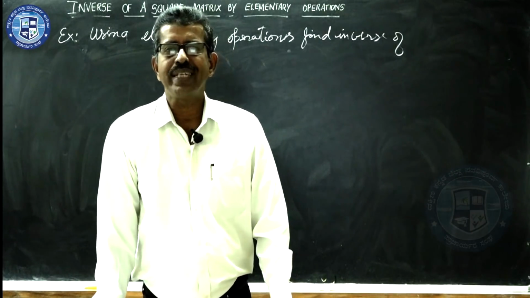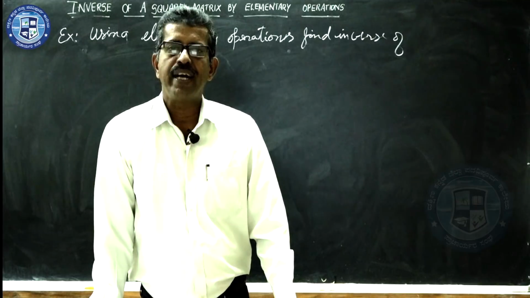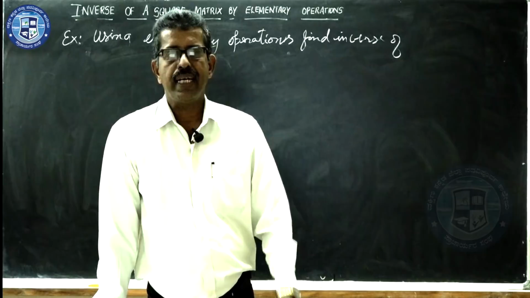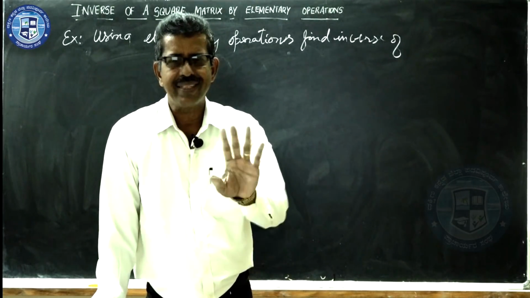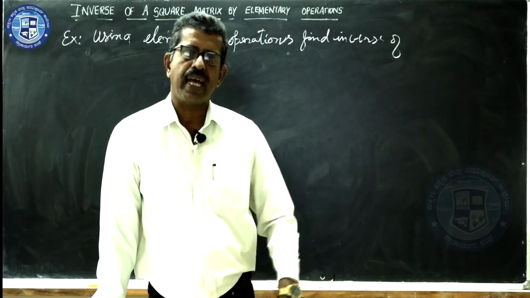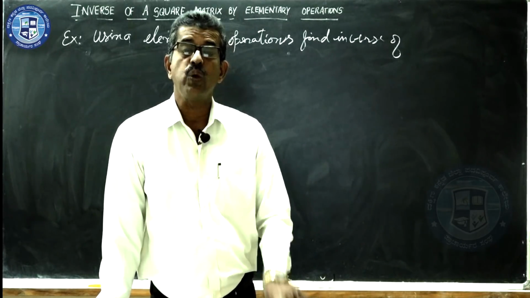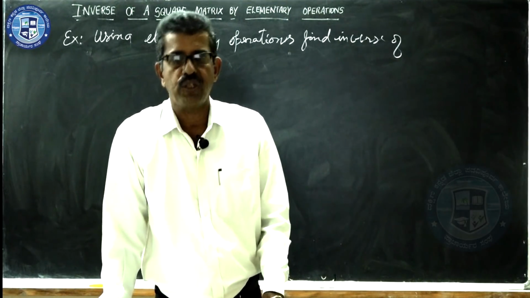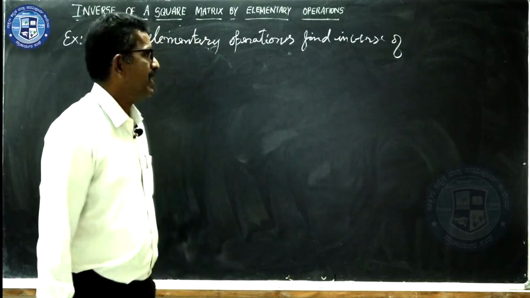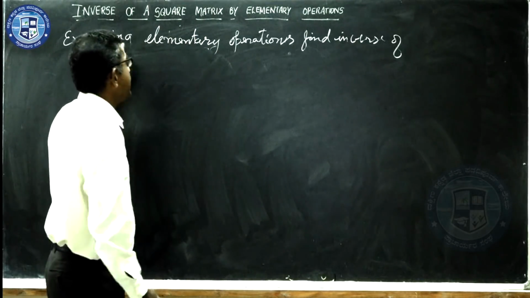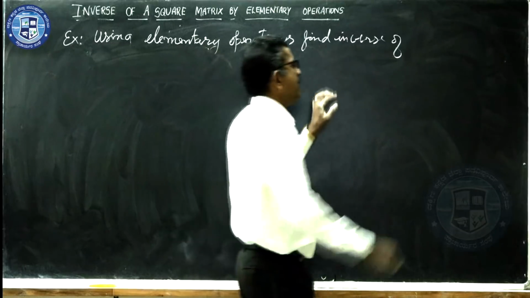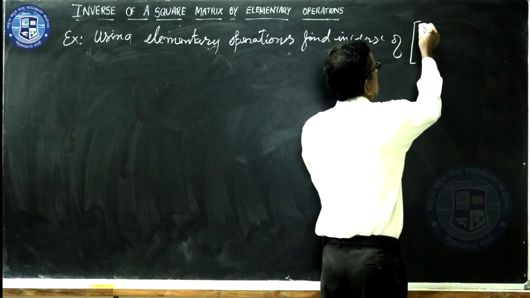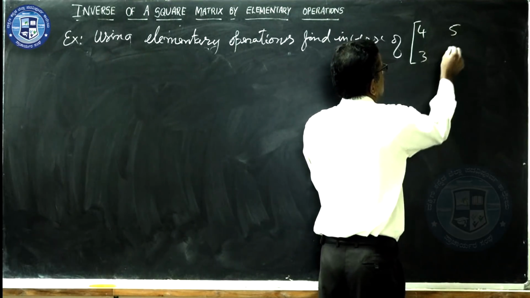So, we have already discussed 3 problems of finding the inverse of a 2 cross 2 matrix by applying elementary row operations. At least one example let me explain, not necessary, but just for your reference, where you can find the inverse of a square matrix by elementary column operation also. So, one simple example. The example is like this. Find, using the elementary column operation, the inverse of a matrix where the matrix given has the elements 4, 5, 3, 4.